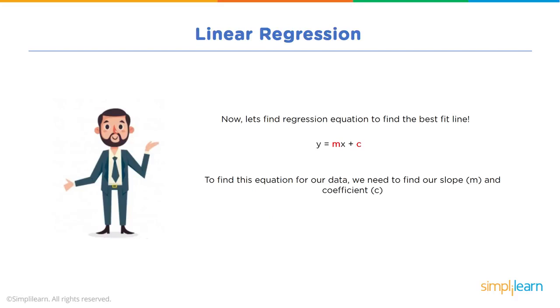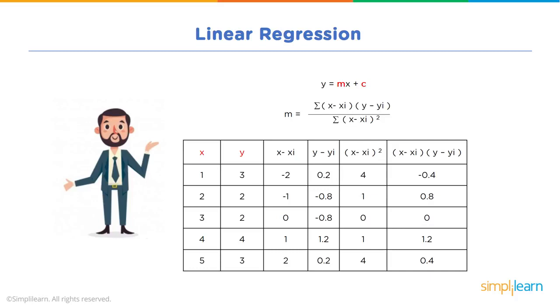Now let's find our regression equation to find the best fit line. Remember, we take y equals mx plus c, so we're looking for m and c. To find this equation for our data, we need to find the slope m and the coefficient c. We have y equals mx plus c, where m equals the sum of (x minus x mean) times (y minus y mean), over the sum of (x minus x mean) squared. That's how we get the slope of the line.